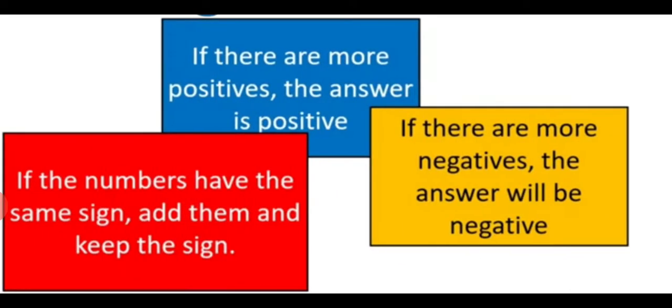You have to remember a few things. If there are more positives, the answer is positive. If the numbers have the same sign, add them and keep the sign. If both the numbers have positive sign, then the answer will be positive. If both the numbers are of negative sign, then the answer will be negative. Now, if there are more negatives, the answer will be negative. So it is very easy.